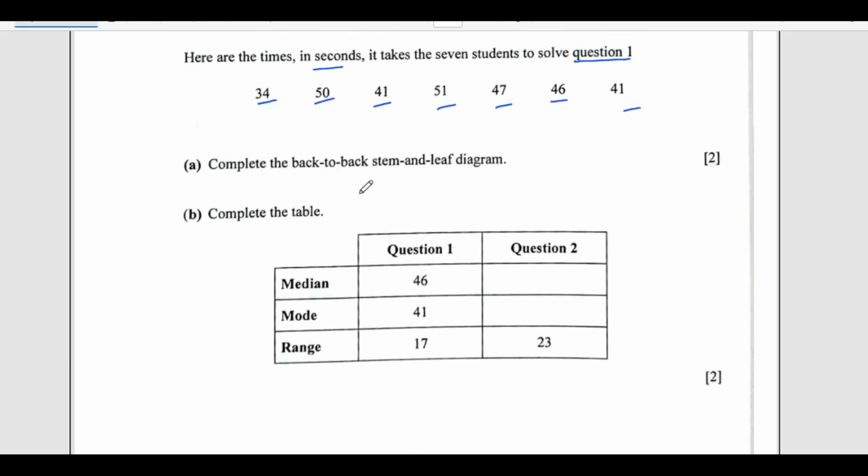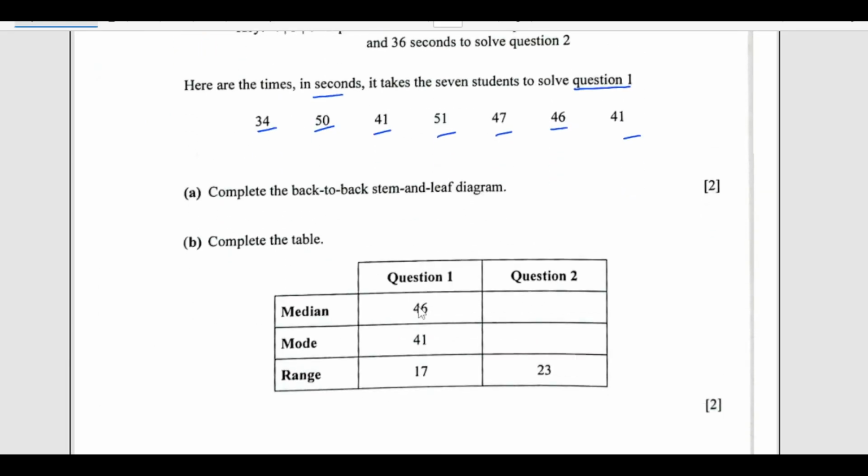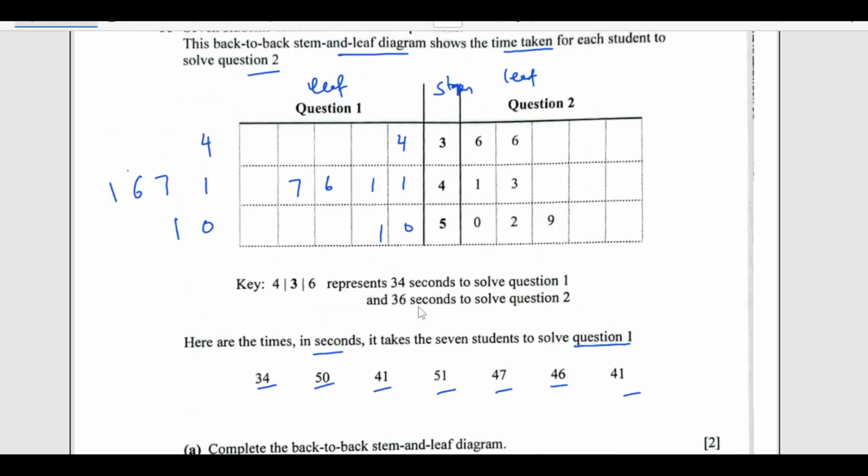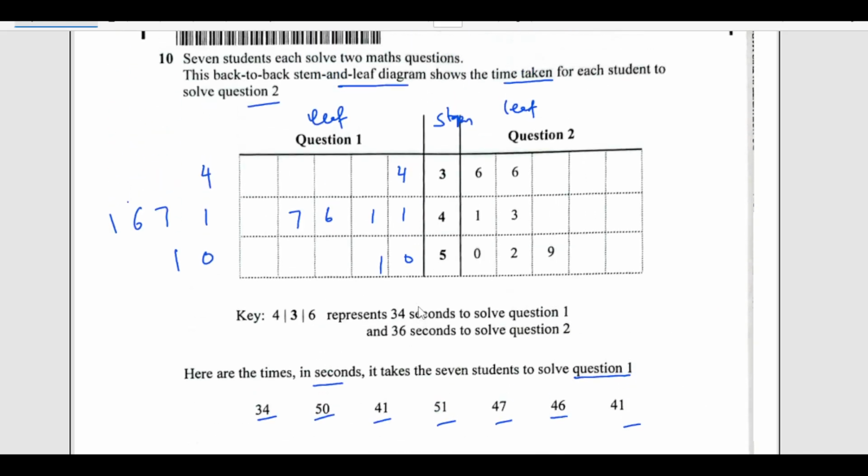Now complete the table. For question 1, we are given the median, mode and range. We will find out for question number 2. So for question 2, to find out the median, we are going to take the middle number. So how many are they? 1, 2, 3, 4, 5, 6 and 7. So the third number, 1, 2 and 3.